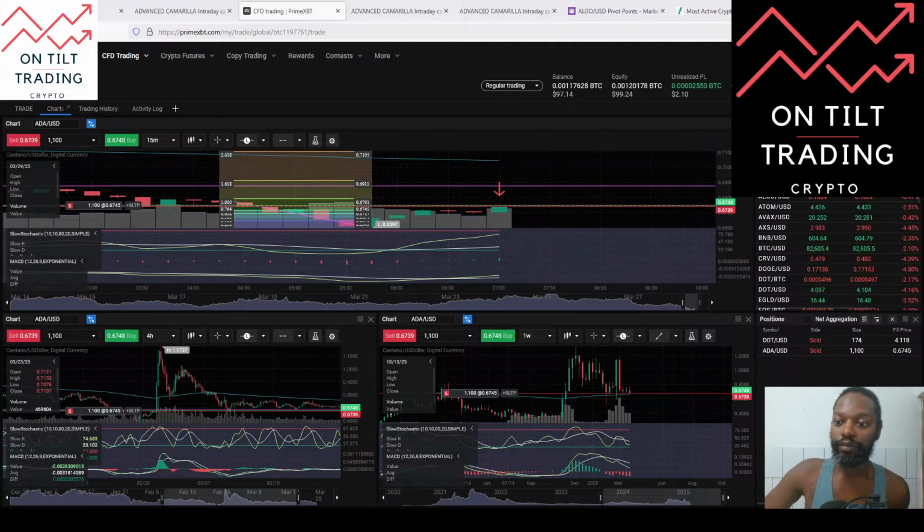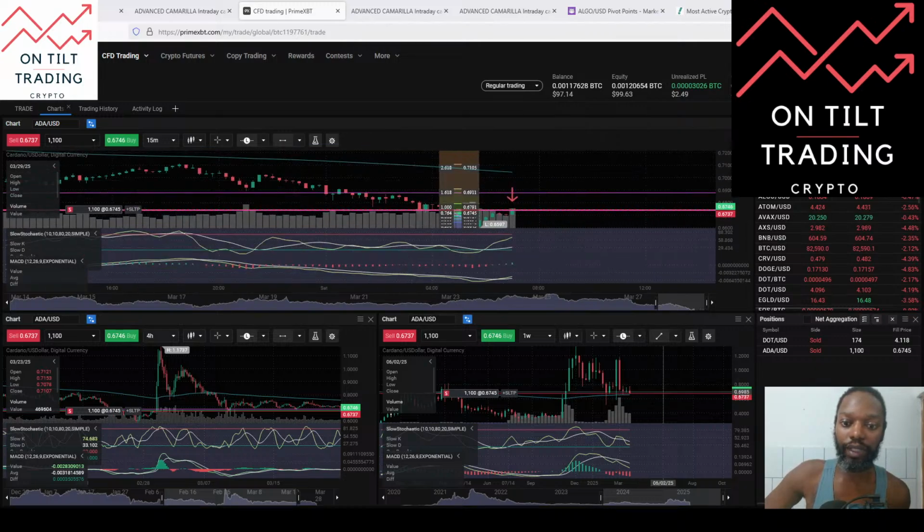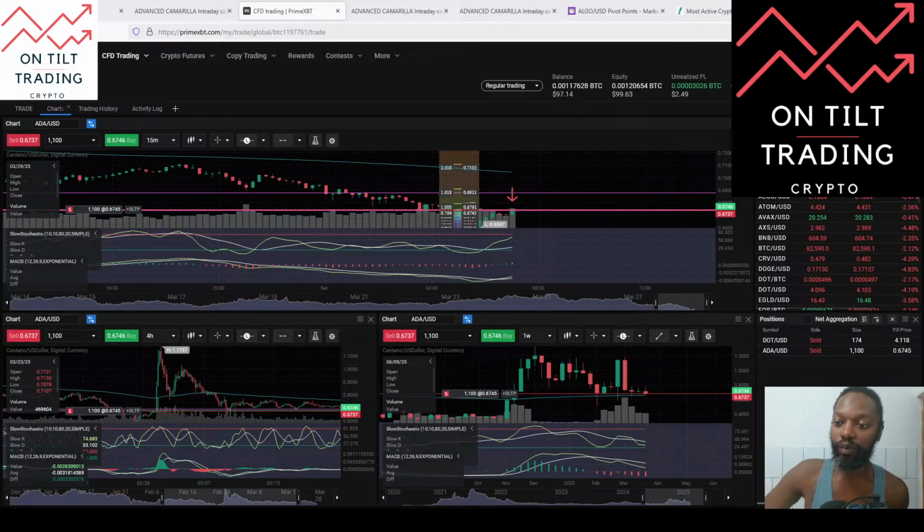So I'll walk you through what I'm seeing here on Cardano. Let's go down here to the weekly. What I like to look at first is the 200 EMA, this blue line that you're seeing here. The price action is currently trading above or right at the EMA, so not ideal, but the price action for this week is selling off.